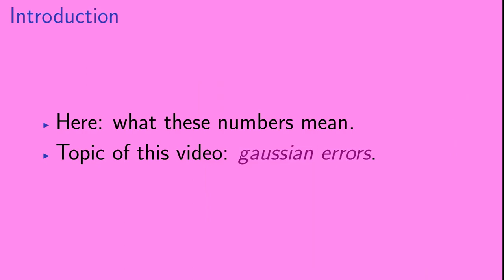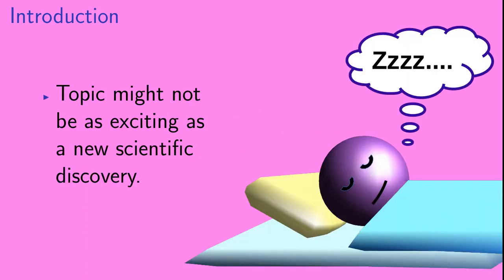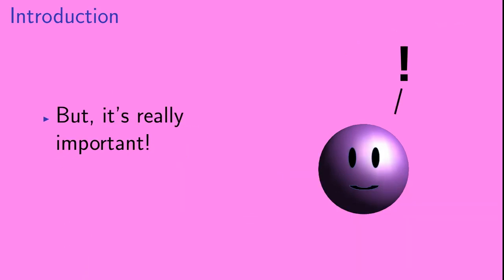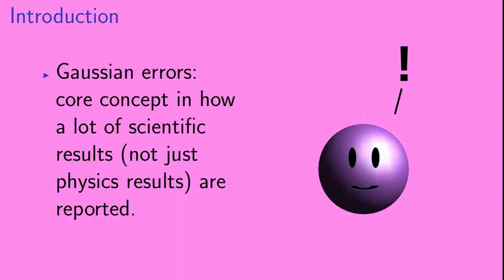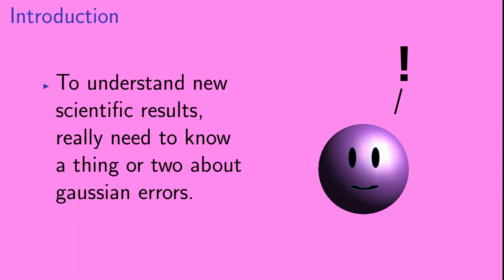So the topic of this video is Gaussian errors. Now, this topic might not be as exciting as a new scientific discovery, but I hope to convince you that it's really important. Gaussian errors are a core concept in how a lot of scientific results, and not just physics results, are reported. So to understand new scientific results, you really need to know a thing or two about Gaussian errors.